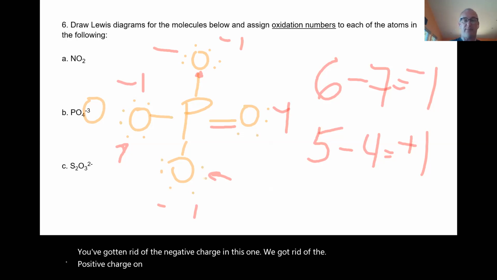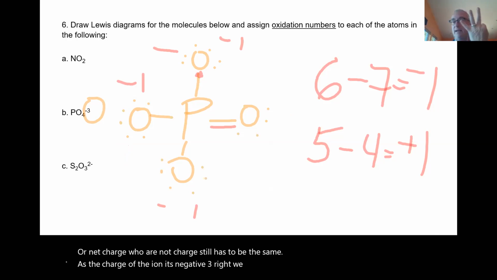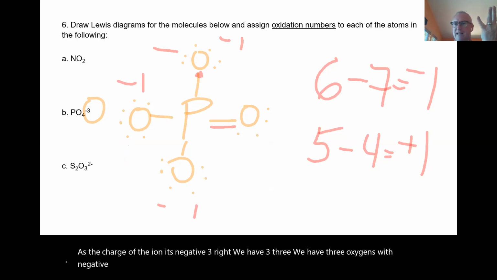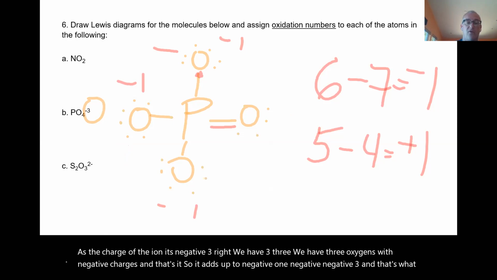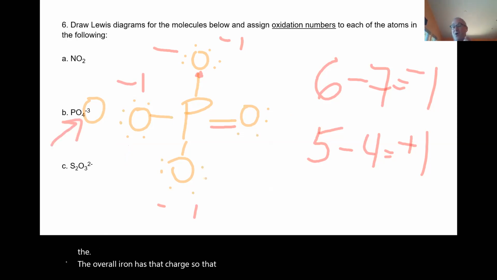And so let's count up our net charge. Our net charge still has to be the same as the charge of the ion, and it's -3, right? We have three oxygens with negative charges, and that's it. So it adds up to -1, -2, -3. And that's what the overall ion has, that charge. So that works. Now let's figure out what the oxidation numbers would be.